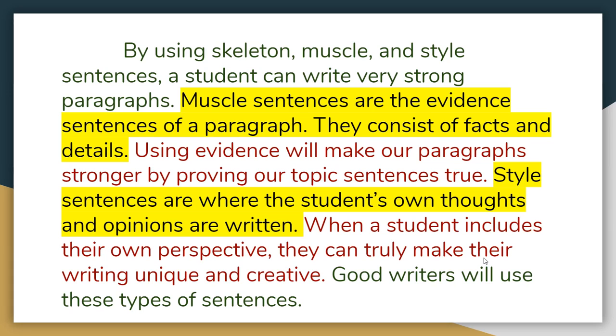Style sentences are where the student's own thoughts and opinions are written. Then we have our analysis. When a student includes their own perspective, they can truly make their writing unique and creative. Now, sometimes with analysis, you're going to use more than one sentence. Good writers will use these types of sentences. When you take a look at that last part, that second analysis sentence really ties it back into the topic sentence. Now, if you're using Step Up to Writing, they want you to have a conclusion sentence that's also green.